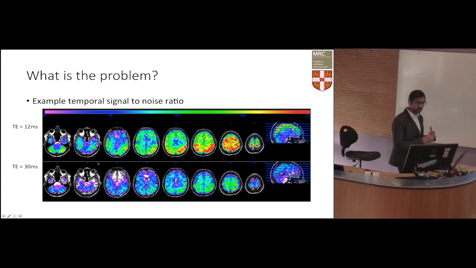Now, it's important to note it's not simply about maximizing signal to noise. We also need to think about contrast as well. So that's why typically at 3 Tesla, you get images acquired at around 30 milliseconds, because that's a bit of a compromise.